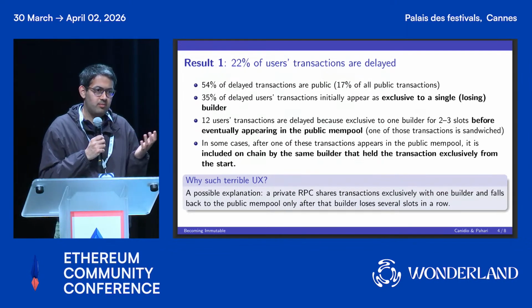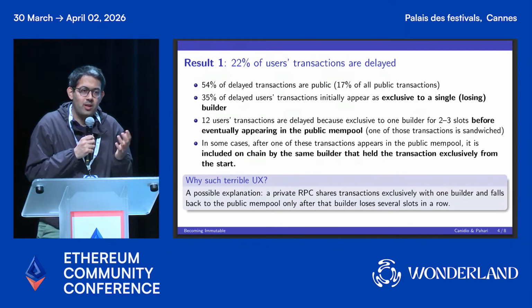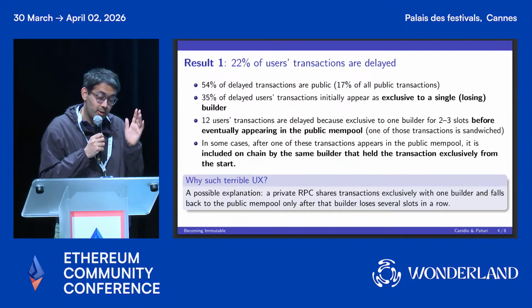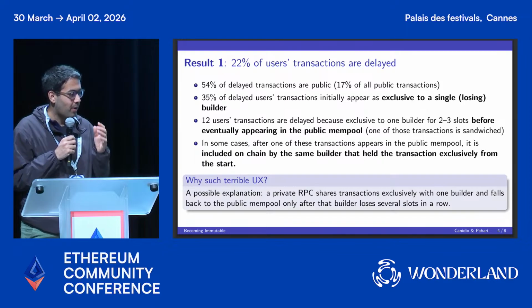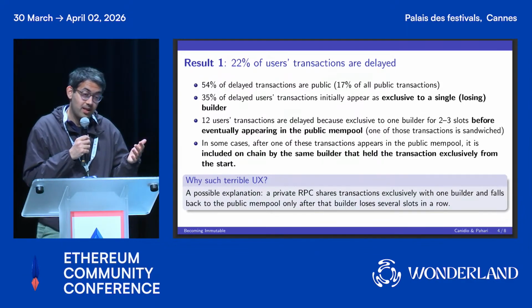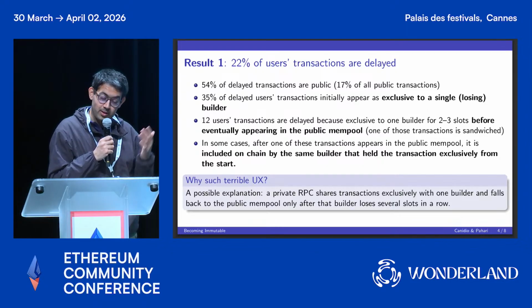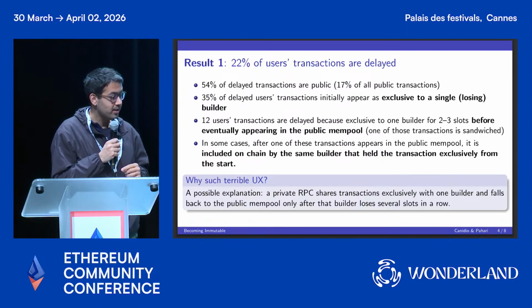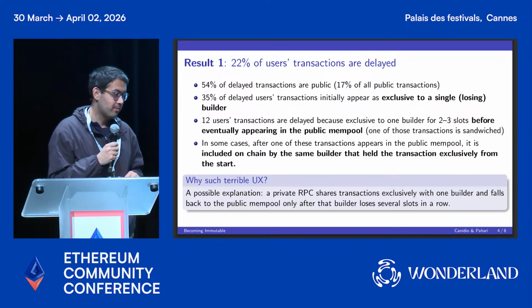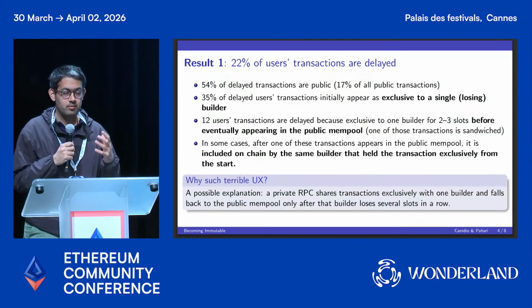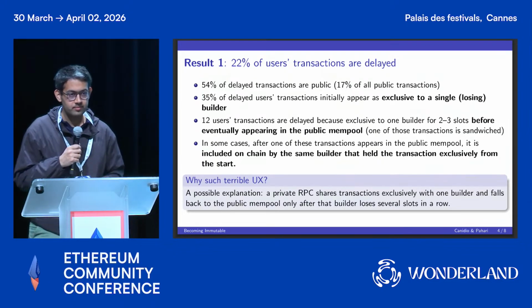Now, if we look at why they're getting such terrible UX, a good possible explanation is that the private RPCs share their transactions exclusively with some builders for some reasons, possibly monetary, and they fall back to the public mempool only after the builder loses several of these auctions in a row, right?